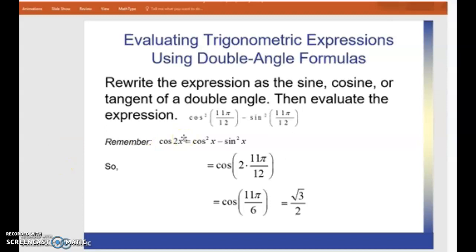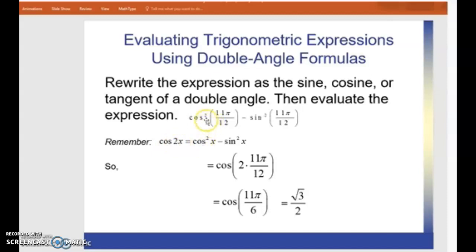Moving forward to an example, directions. Rewrite the expression as the sine, cosine, or tangent of a double angle. Then evaluate the expression. The given problem is the cosine squared of 11/12 pi minus the sine squared of 11/12 pi. Notice that this problem is identical in format to the right-hand side of one of our double angle formulas for cosine. That means we can apply this formula.